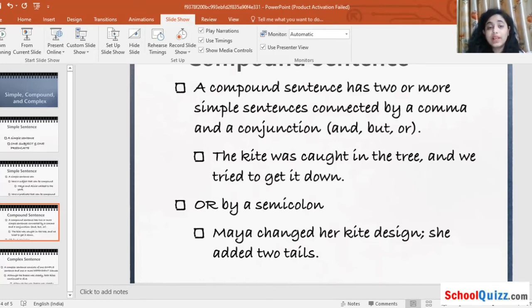Okay, so you have understood what a compound sentence is. Suppose I'm giving you an example. I'm going to watch a movie, but I'm going at 10 o'clock. So what I did, I added but and I combined two sentences. So that is a compound sentence.